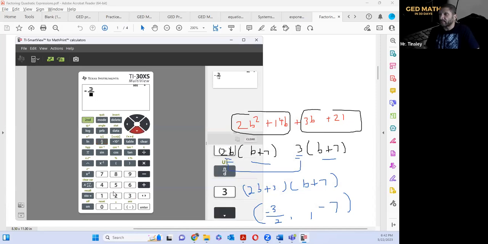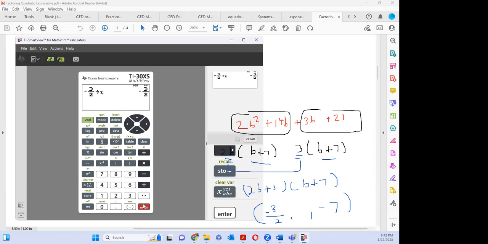-3/2. Store X. Mr. Tinsley, you can store fractions. You can store decimals. You can store square roots. Once you know how to store something in this calculator, all you got to do is practice. Now, watch this. I'm going to plug it in.